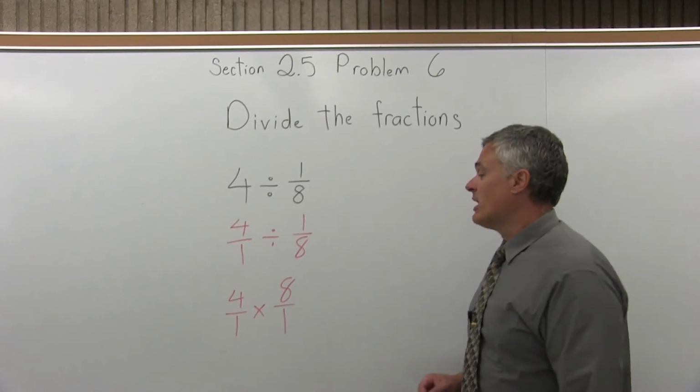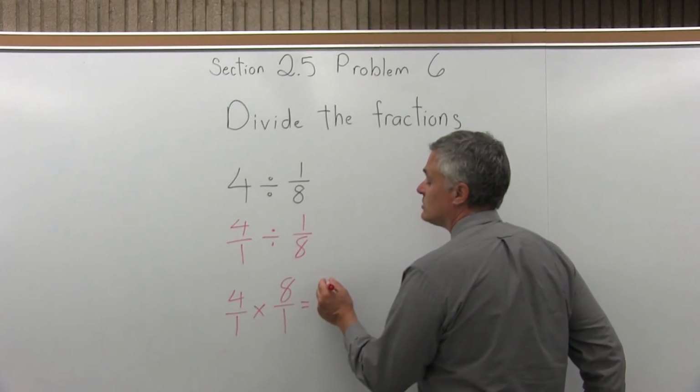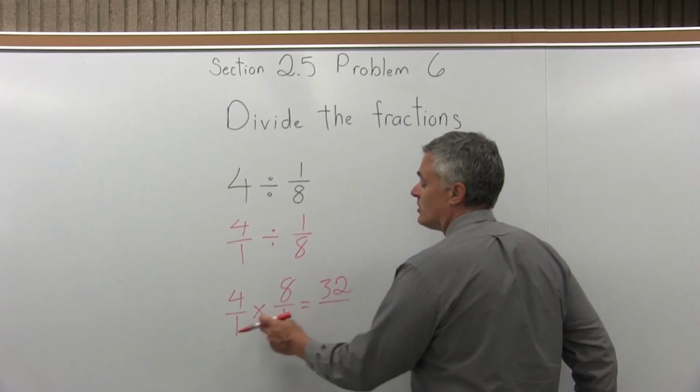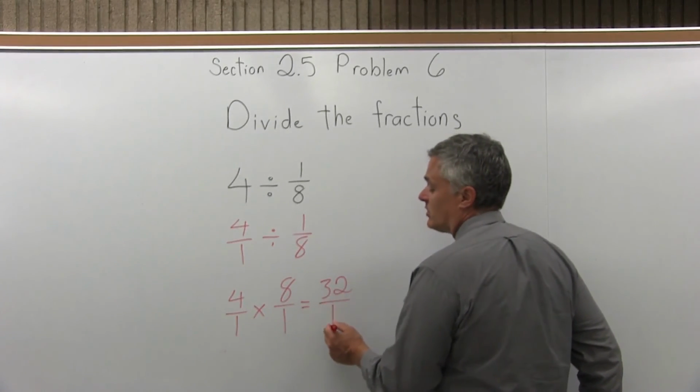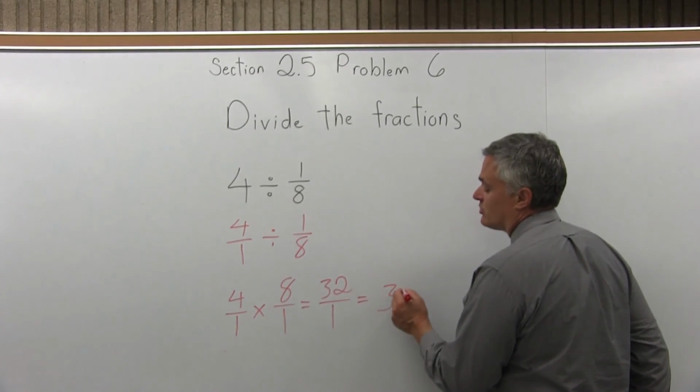Now I can multiply across the top. Numerator times numerator, 4 times 8 is 32. And then denominator times denominator, 1 times 1 is 1. And 32 over 1 can be simplified to just 32.